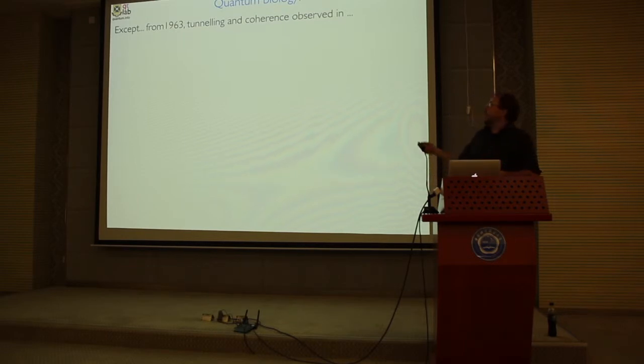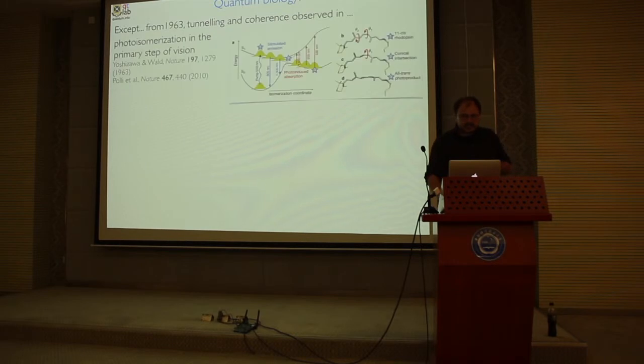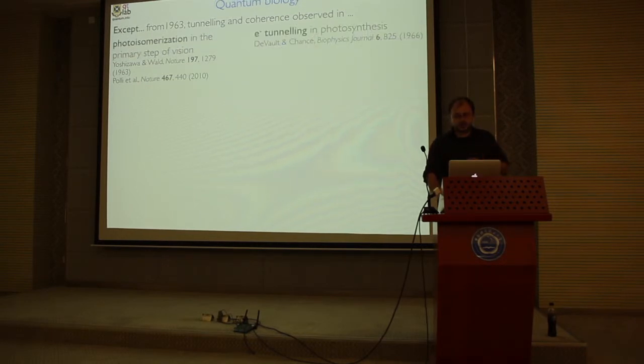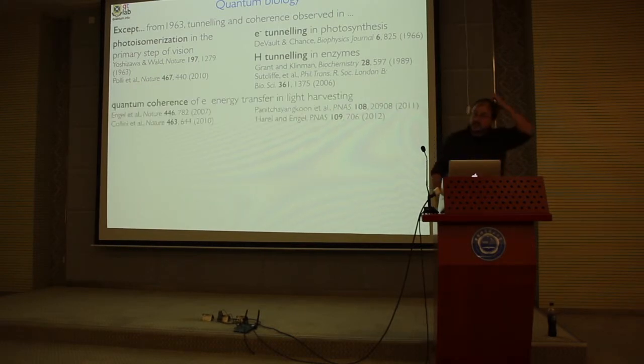if you look back in the literature, way back in 1963, there was a clear signal of tunneling and coherence observed in the primary step of vision. Basically, you get an excitation here, and if it happens incoherently here, the efficiency of vision would be 50%. It's measured to be nearly 100%, so we know that's a coherent process. That was published in Nature. Electron tunneling in photosynthesis was also shown to be coherent. Hydrogen tunneling in enzymes was shown to be coherent. And then, of course, famously, and still controversially, a few years ago, there was all of this work talking about energy transfer and light harvesting and showing it was coherent, although there's still quite an argument going on as to whether that's an artifact of how the measurements were done.